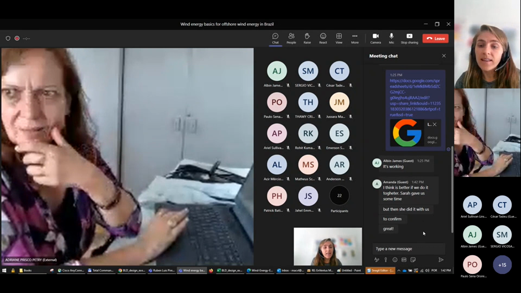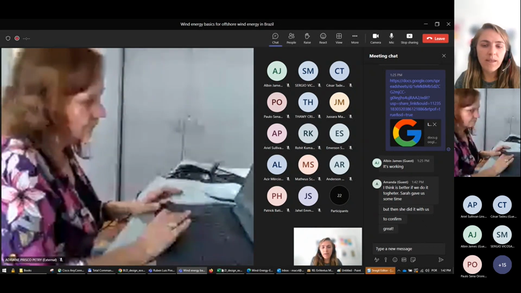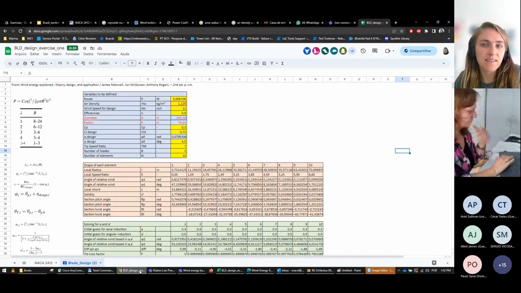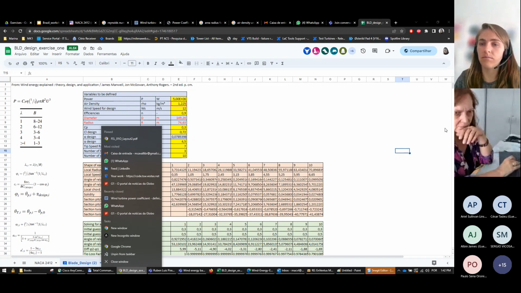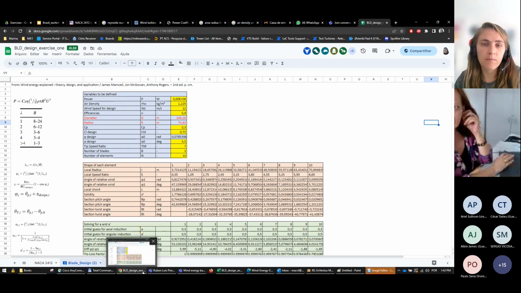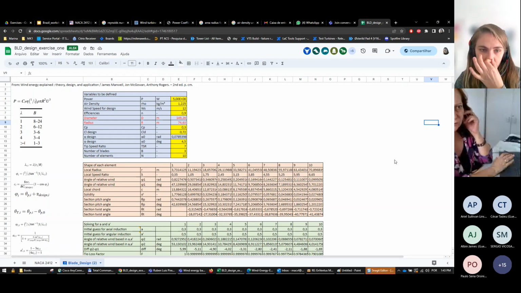Okay, then, I saw someone already started with a certain power. We can define a certain power in a certain tip speed ratio, or we can, for example, compare different designs. I always use a tip speed ratio of 7 for a 3 blades wind turbine. It's okay.